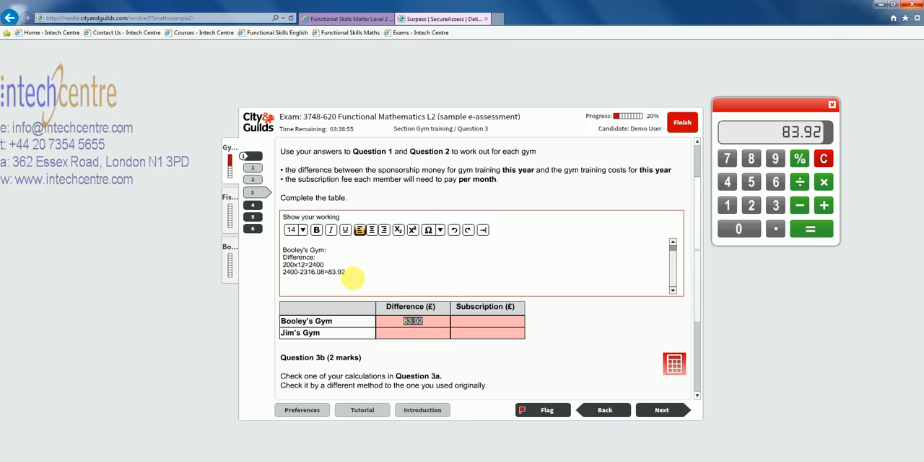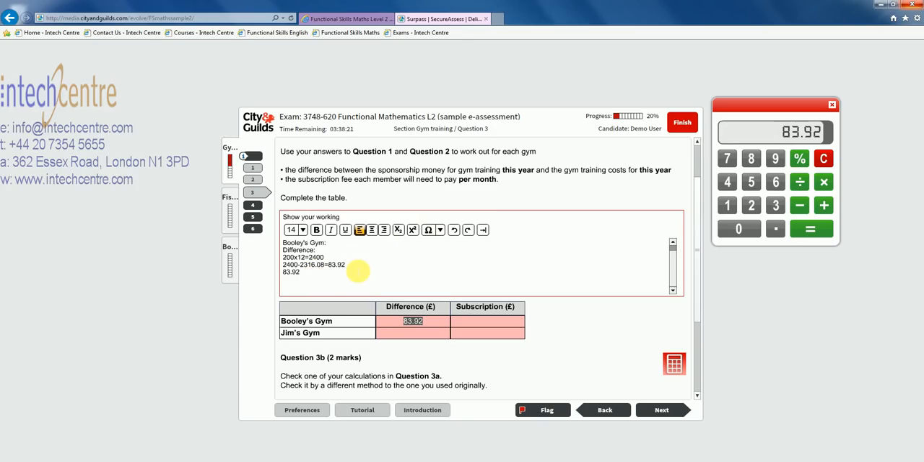So remember, this is the yearly cost. So 83.92, what we need to work out is how much each member needs to pay, because it's per month that they need to pay. So for each month, the subscription fee each member will need to pay. So it's not per year. If it was per year, then it will be 83.92 divided by 4, because there's 4 members. But we need to work out the monthly subscription cost.